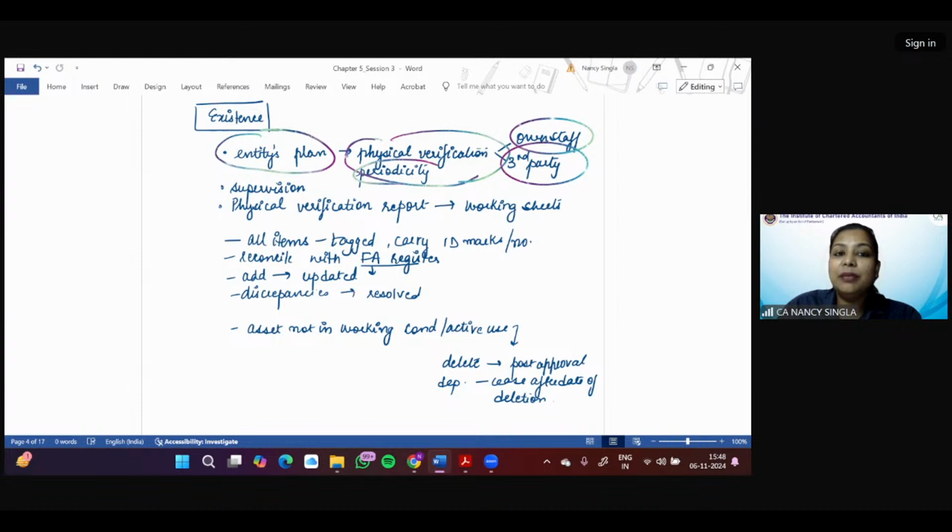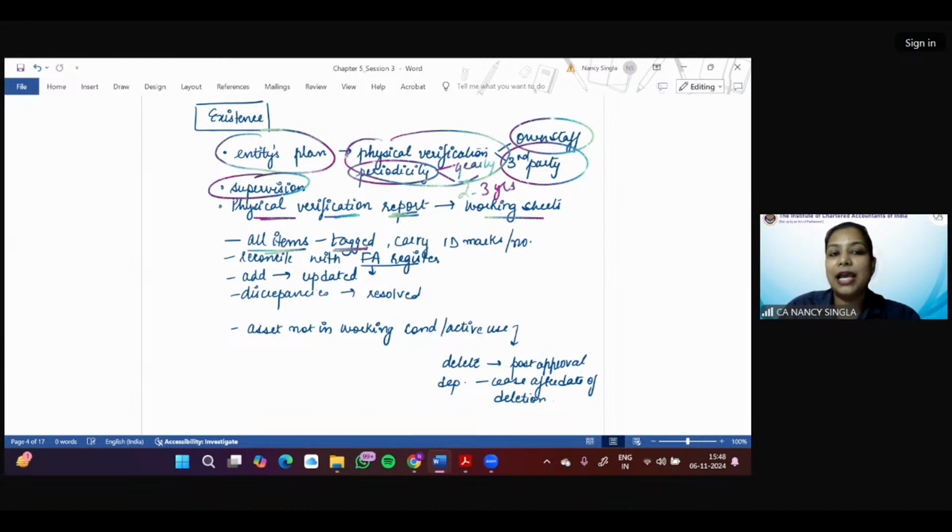Also, he will consider the periodicity, so whether the same is done on a yearly basis or whether it is done in two or three years, right? So the auditor will consider the entity's plan. And when the physical verification of the PPE has been conducted, again, he will see how the same has been supervised. He will compare the physical verification report with the working sheets. And it will be more or less the same way we have done for inventory.